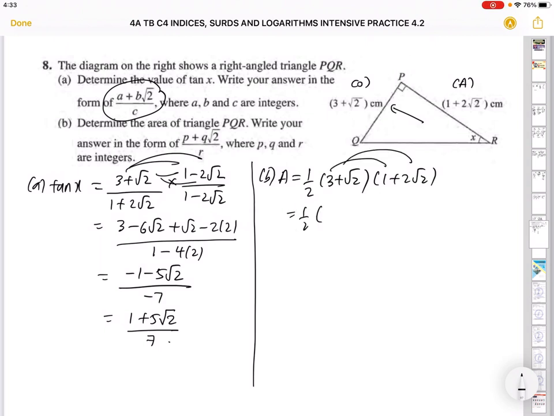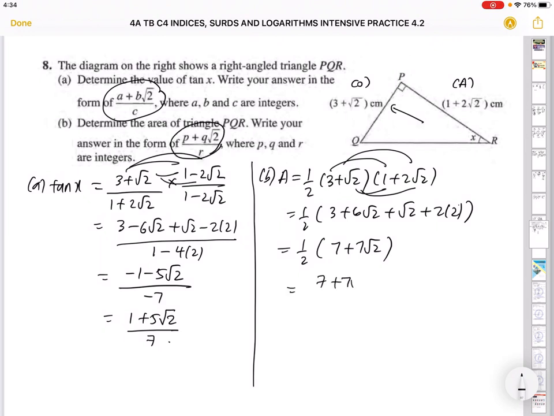Expand 1 by 1. So you will get 3 plus 6√2 plus √2, and you plus with 2 times 2. Okay, so 6√2 plus √2 is going to give us 7√2. But 3 plus 2 times 2 is going to give us 7. Yep. The answer is in this form. Let's check. They ask us to give the answer in this form, right? So I'll just put it together, (7 + 7√2) over 2.